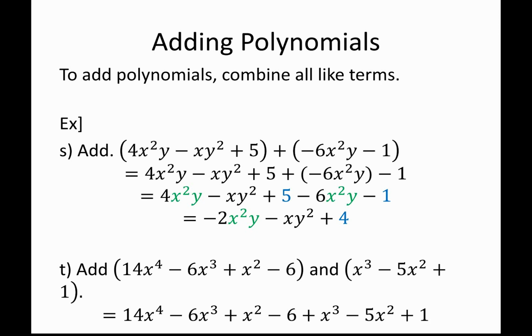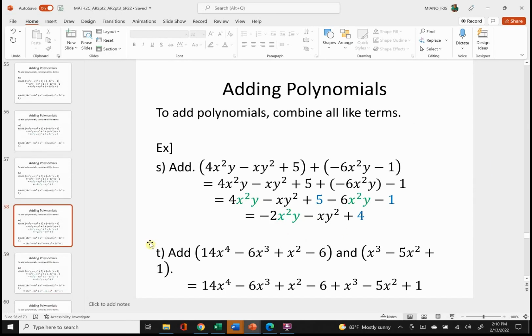Now example T. It looks like I am going to have to fix this on the fly here for you. Sorry for the weird technical issue. So yeah, when you are adding them together, you just put a plus sign between the two polynomials when they're given to you in this way.